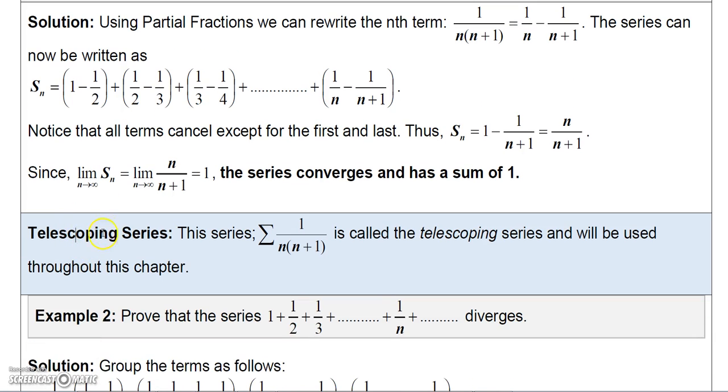Alright, now this series has a special name, so remember this series. This is called the telescoping series, and when I write this, if I don't write anything here, you just assume it goes from n equals 1 to infinity. So this is the telescoping series, and it will be used throughout this chapter.